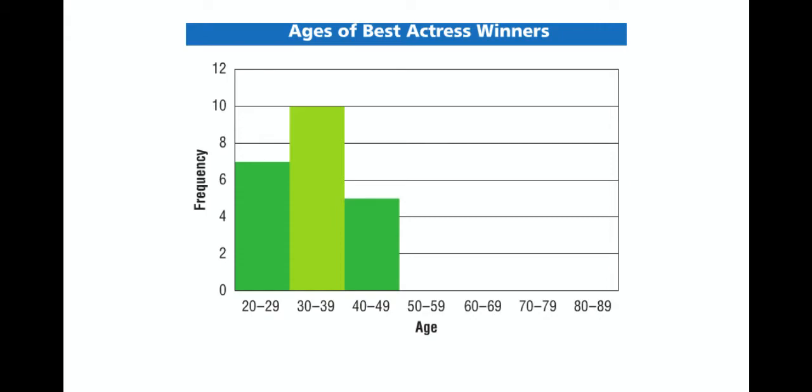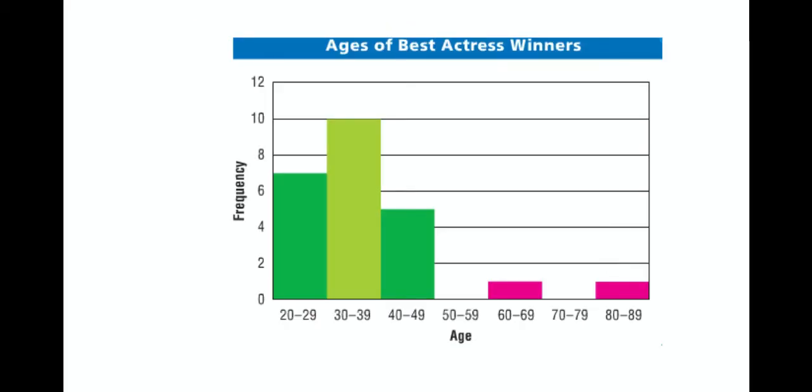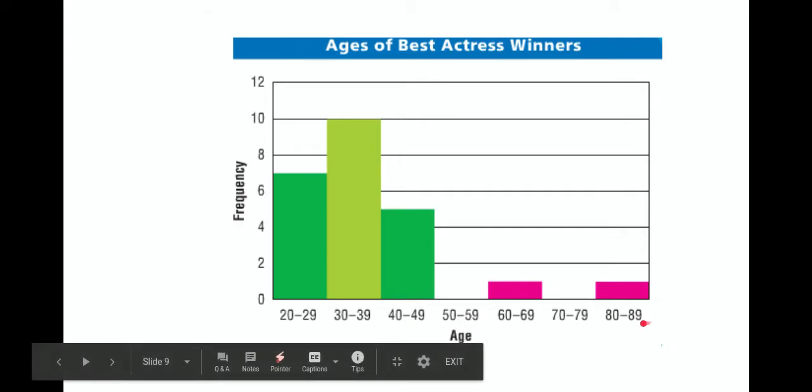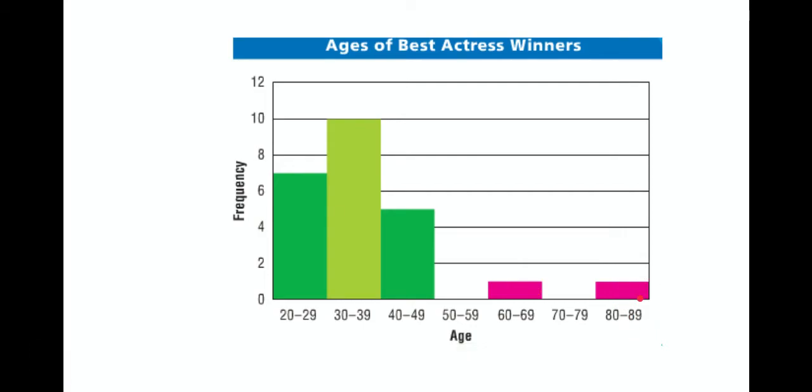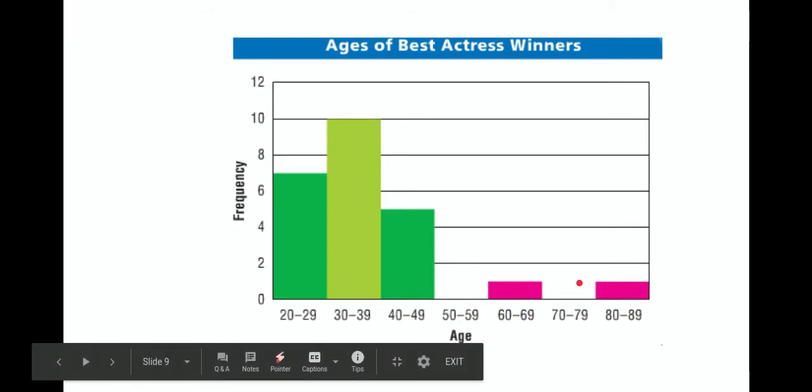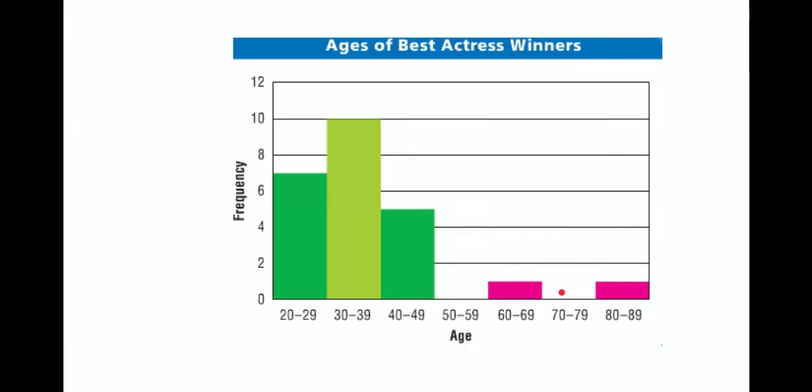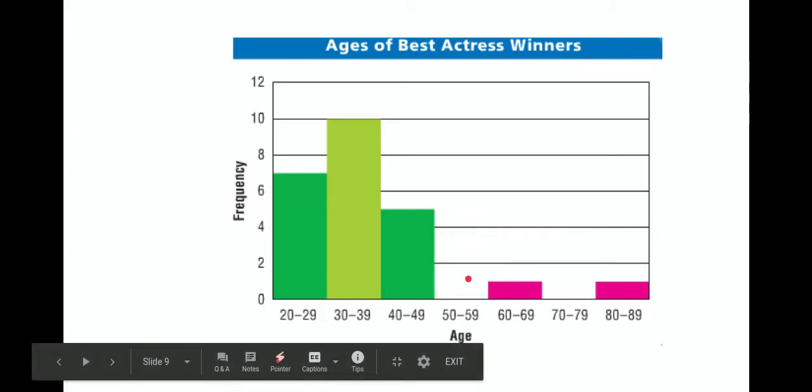So hopefully you finished it, and this should be your finished product here. Pretty much everything you copied from me before, and all you really had to add was a little 1 right here representing that 1 actress in her 60s, and a 1 here representing the actress in her 80s. Now, the bars are not touching each other right here, and this is the only time it's acceptable in a histogram for the bars to not touch, which is when there is no data. There's no one in their 70s or 50s that won.